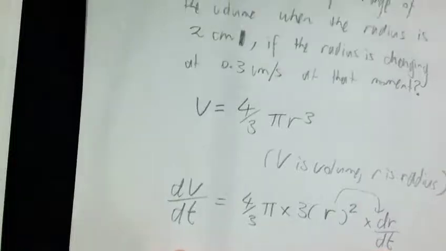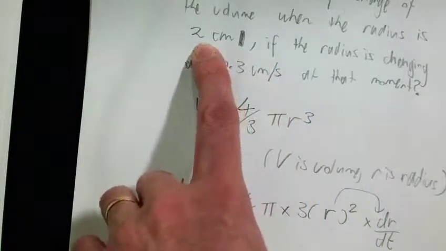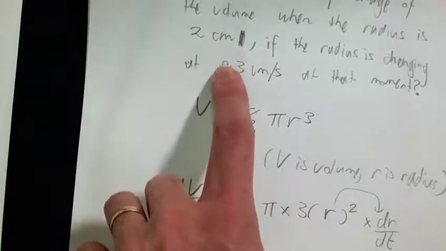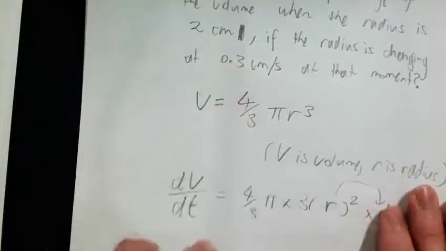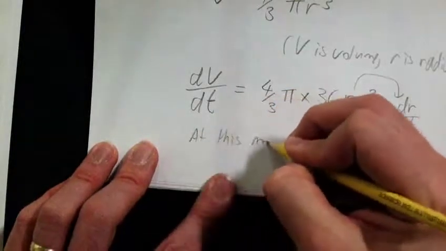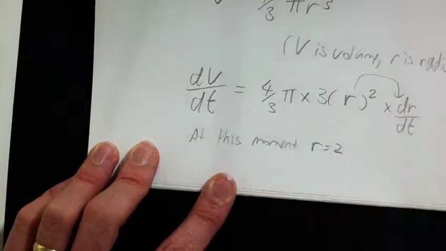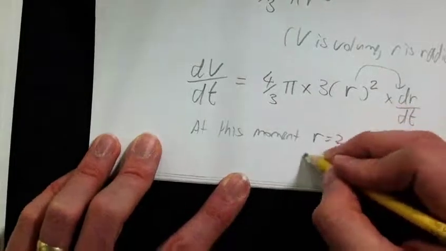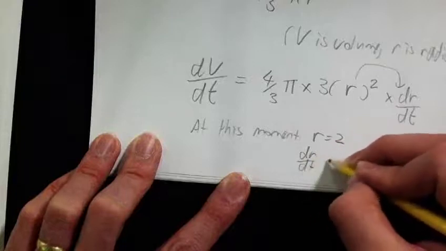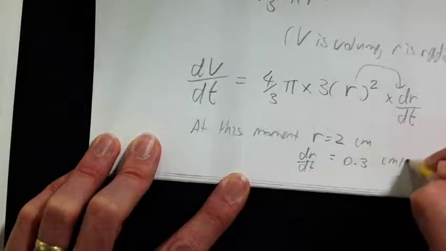So let's see, at this moment the radius is 2 centimetres at this exact moment. And at this moment, the radius is changing at 0.3 centimetres per second. So I can write that information down. At this moment, the radius is 2, and the rate of change of the radius is 0.3.